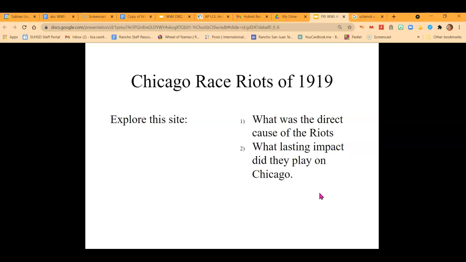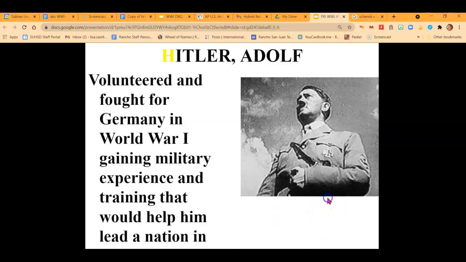Okay, there are race riots. There will be a link in your note taker that you can explore the 1919 race riots of Chicago, and just scanning through, it's a very, very sparse website, gets right to the point. Kind of what was the direct cause of those riots, and then what was the lasting impact, because those race riots are going to start in 1919, but the racial tensions are going to remain very high in Chicago long into the future. And so I could say, some would argue, even still play a part today in the racial tensions in Chicago.